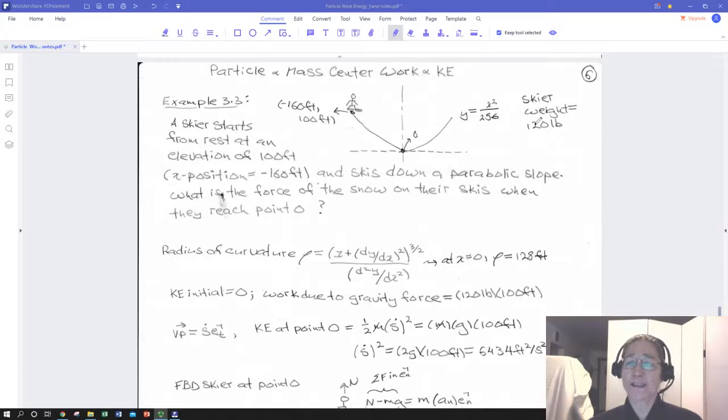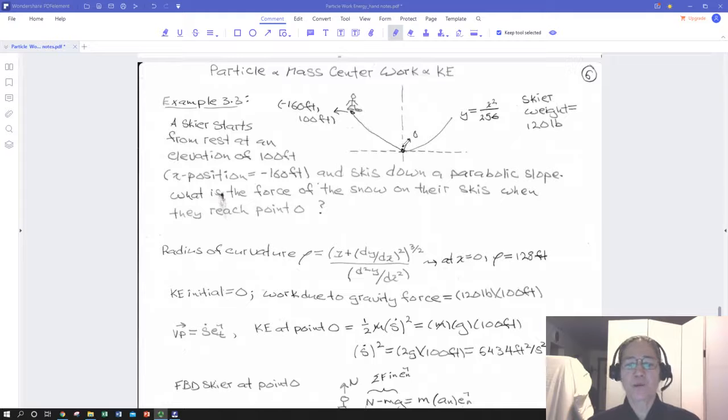The skier weighs 120 pounds, so remember, if we need his mass, we have to divide by gravitational acceleration in feet, and we'll get a value of mass in slugs, the British mass unit. So we're given a starting position. This is good. All of our potential energy expressions require an initial position. And so y equals 100, x equals negative 160, and he skis down the parabolic slope.